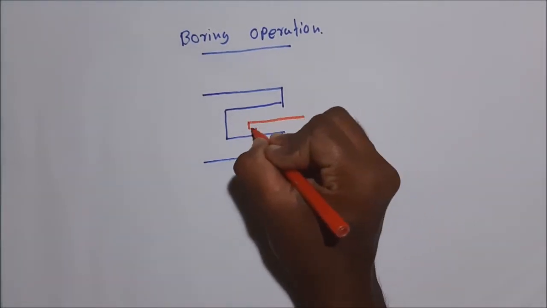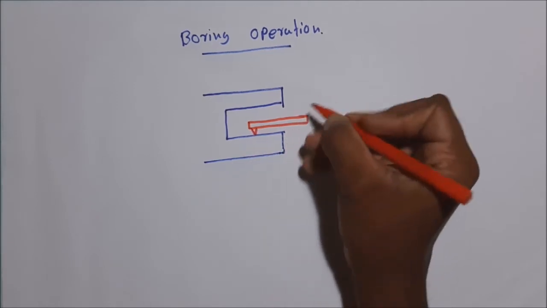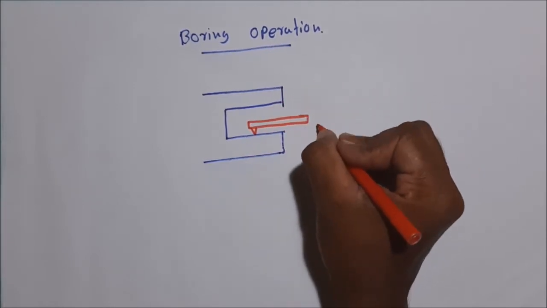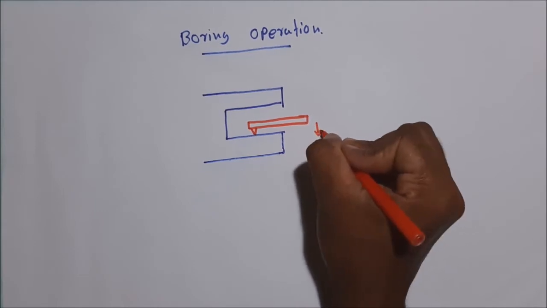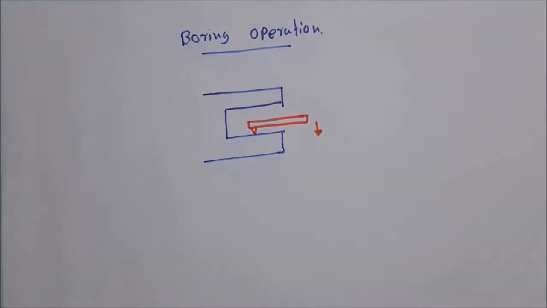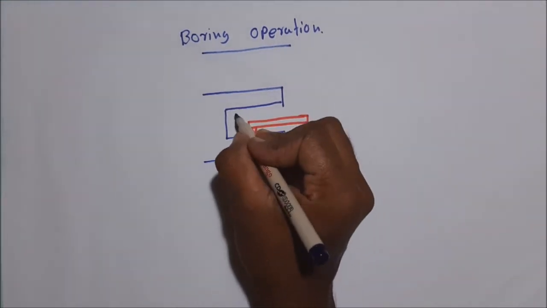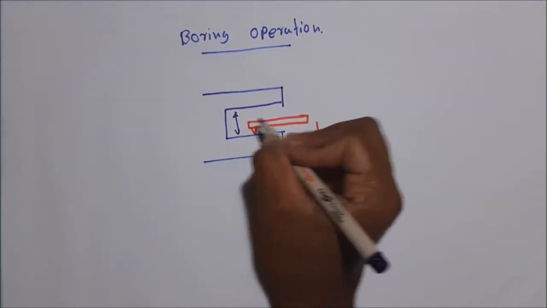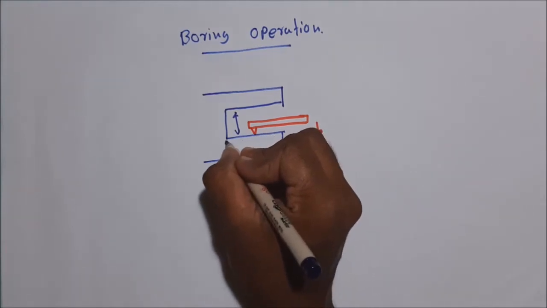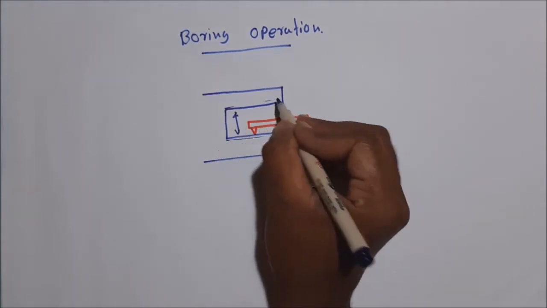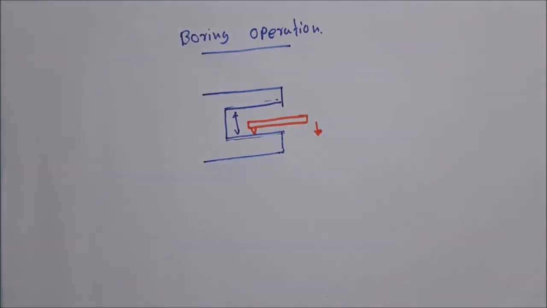It is connected to the boring bar. This is called the boring bar. Then the tool movement is in this direction using the cross slide feeder. Then this diameter can be enlarged by removing this layer from the workpiece, called the boring operation.